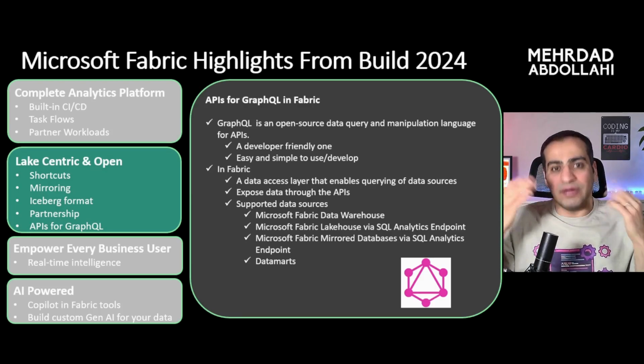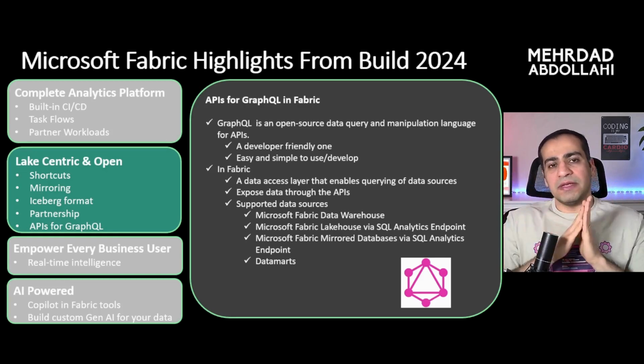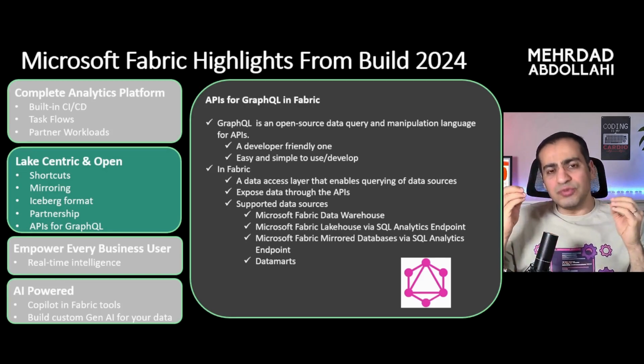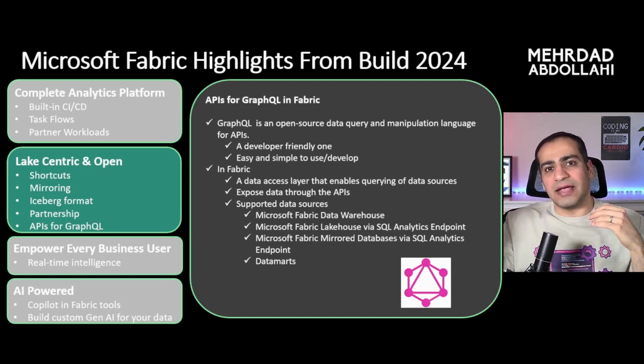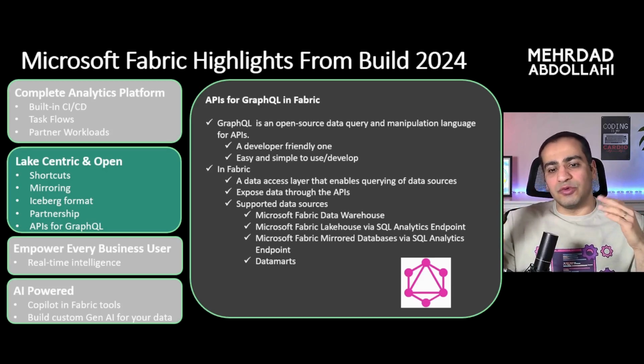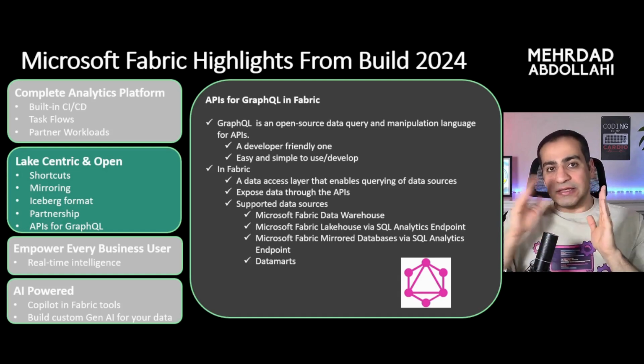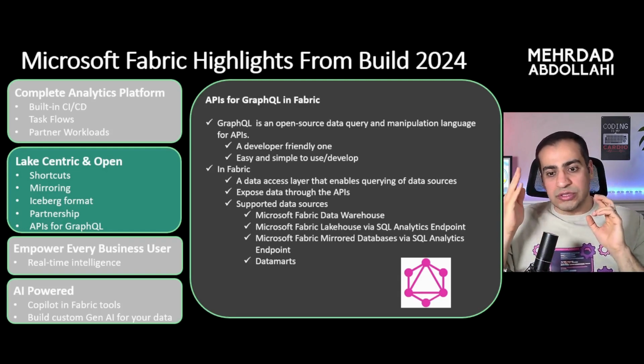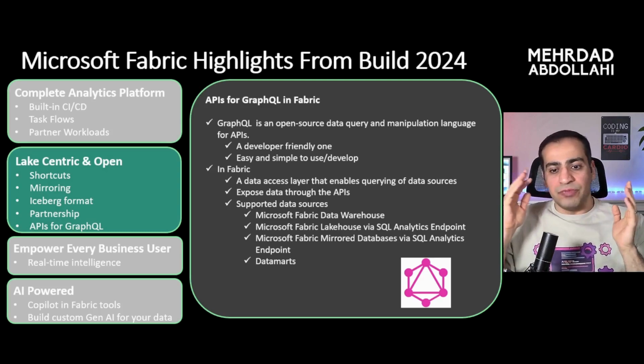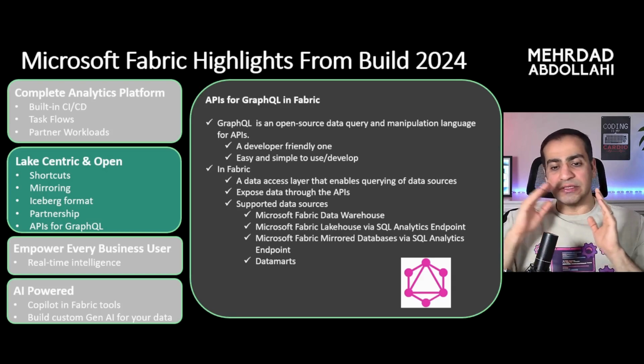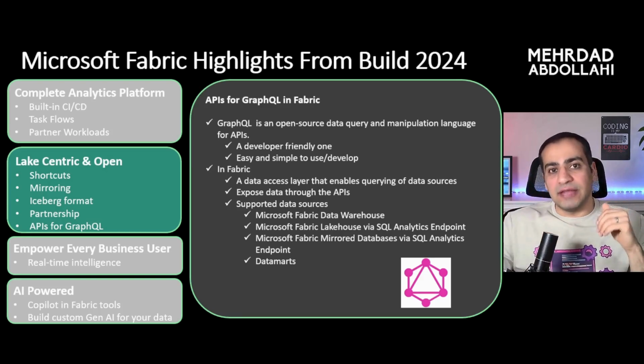And in Fabric, basically it is going to be acting as a data access layer that is going to enable querying of your data sources. And basically it is going to expose the data through the APIs. And at this stage, the supported data sources are Fabric data warehouses, Fabric lake houses, and mirrored databases, and also we can have the data marts for being accessed via GraphQL.